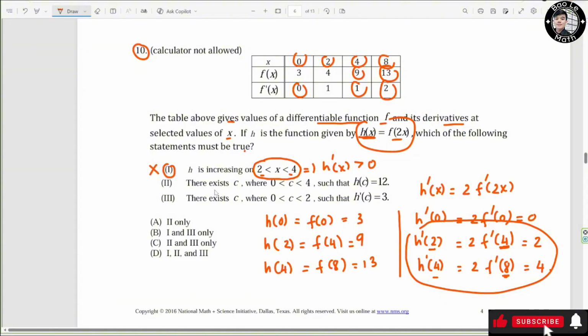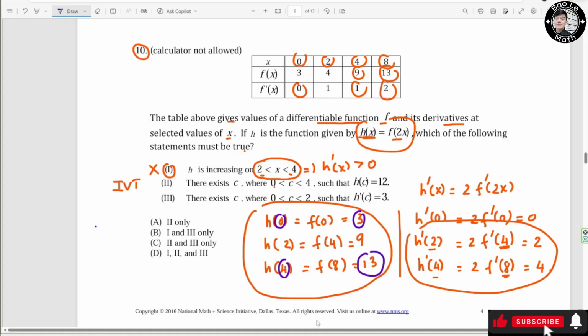Now number 2, there exists a value of c where c is between 0 and 4 such that h of c equals 12. This is true by IVT. Why? We look at this guy right here. There's a number c between 0 and 4, so look at the input right here, 0 and 4, right? The output is 12, yes, 12 is between 3 and 13, right?